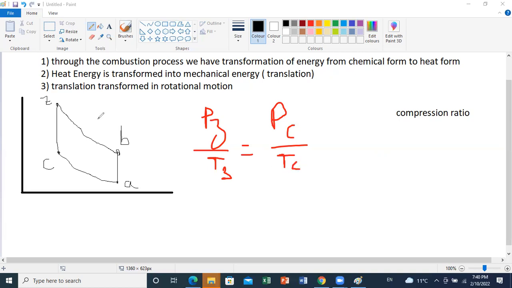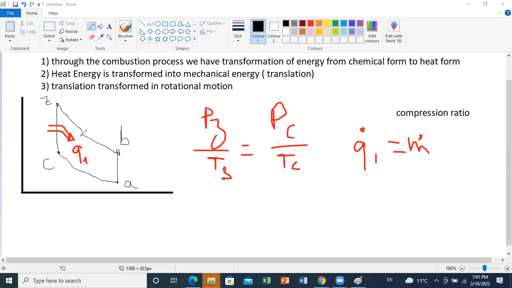Now Q1, which is the heat gained during this process. Do you have an idea how I can express it as a function of my temperatures? What is the expression of heat exchange at constant volume? It's one of the formulas in this chapter. I will remind you of the formula.